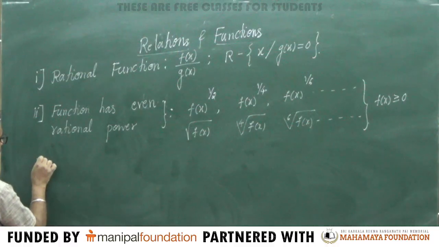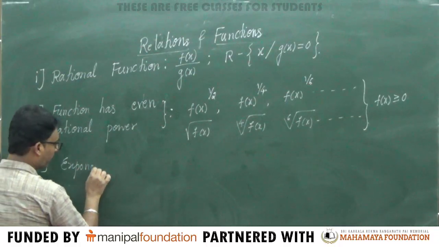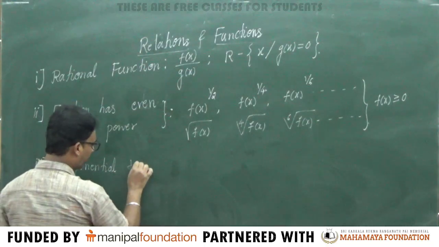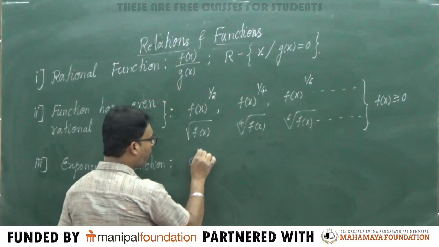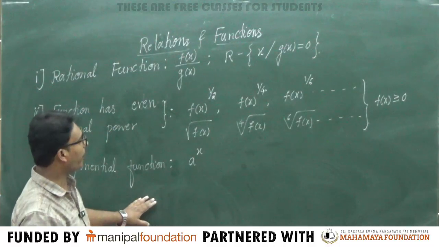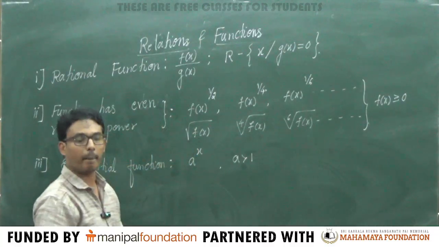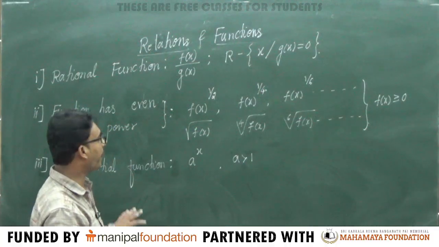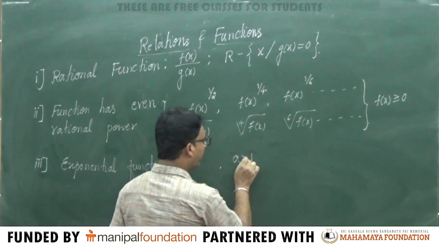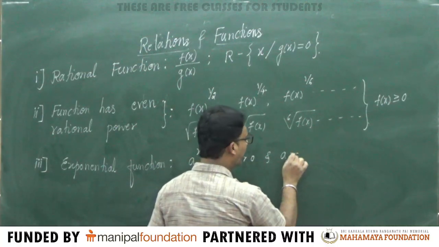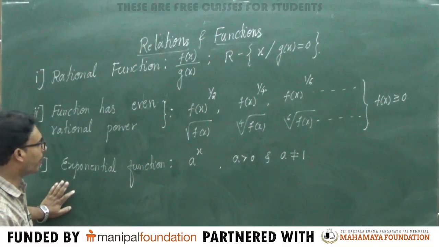Next one is the exponential function. Exponential function means the function is given in the form a power x. To find the domain of all these functions, the first thing is the base must be greater than 0, and it cannot be equal to 1. The value of a should not be equal to 1. So that is the idea to find the domain of an exponential function.